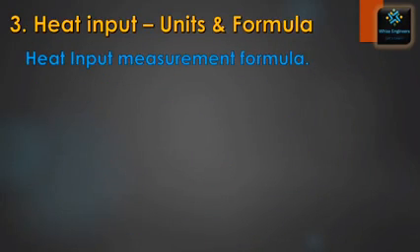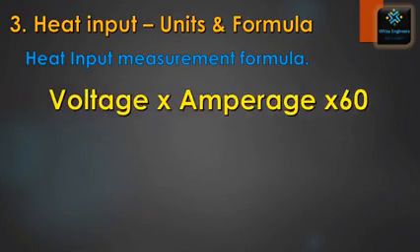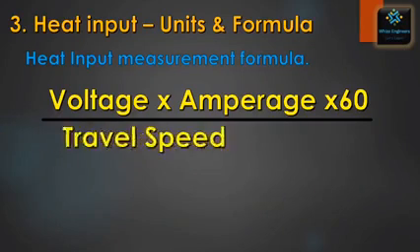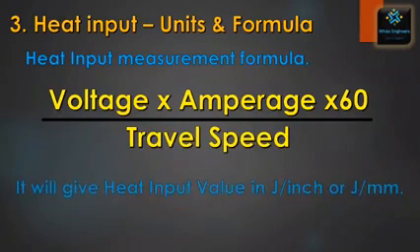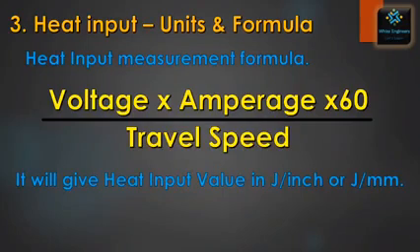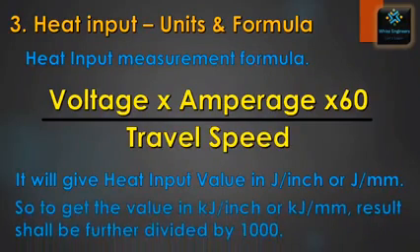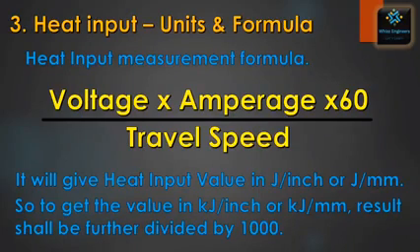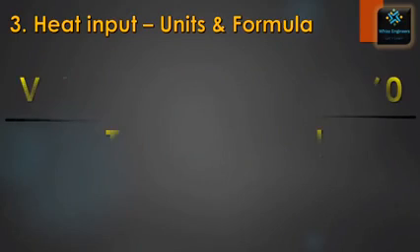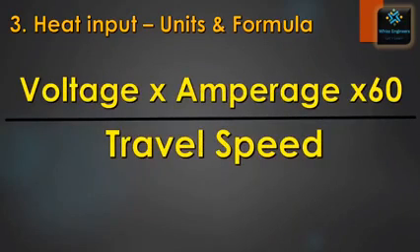So the formula to get the heat input is voltage into amperage into 60 divided by the travel speed. It will give you the heat input value in joule per inch or joule per mm. So to get the values in kilojoule, you have to divide the result by 1000. This 60 is here to convert the minutes into seconds.